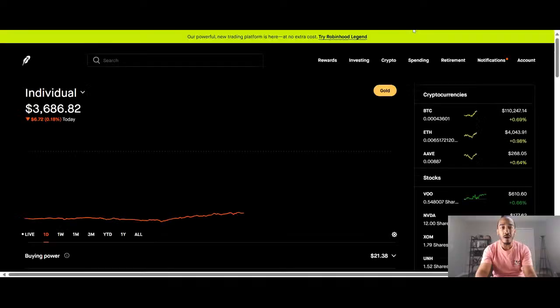Looks like we have about $3,600 in assets. Looking to add more tomorrow, to be honest. So you will see a change in the portfolio next time you see the portfolio update.